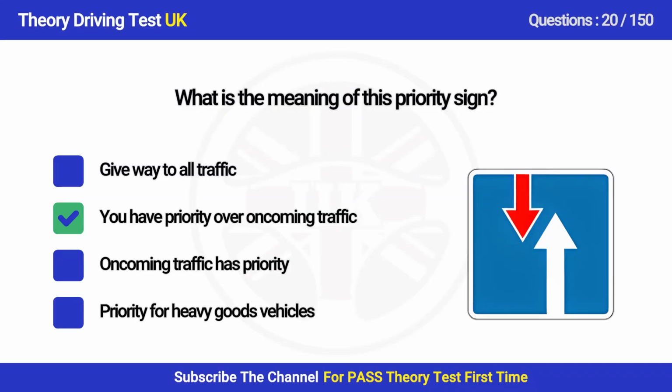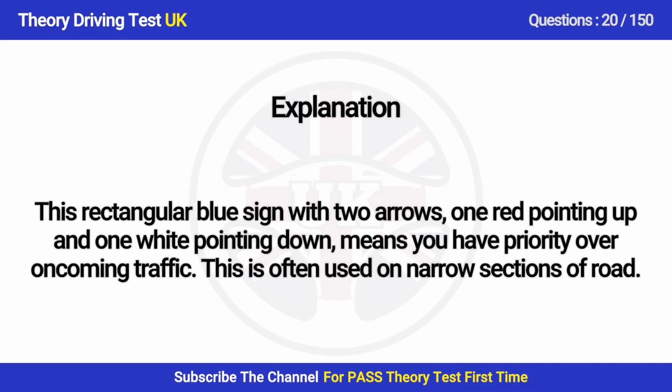Answer is B. You have priority over oncoming traffic. This rectangular blue sign with two arrows, one red pointing up and one white pointing down, means you have priority over oncoming traffic. This is often used on narrow sections of road.